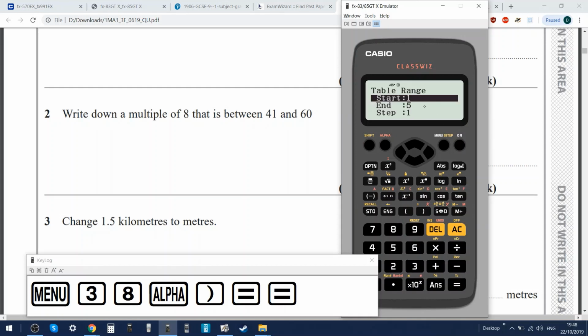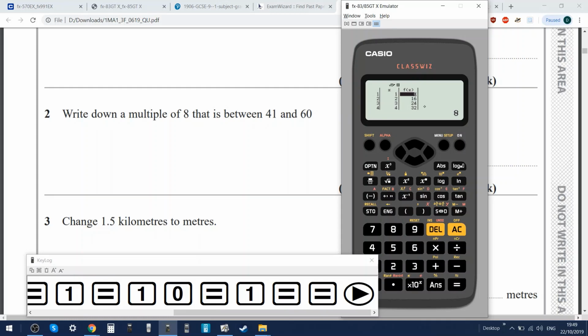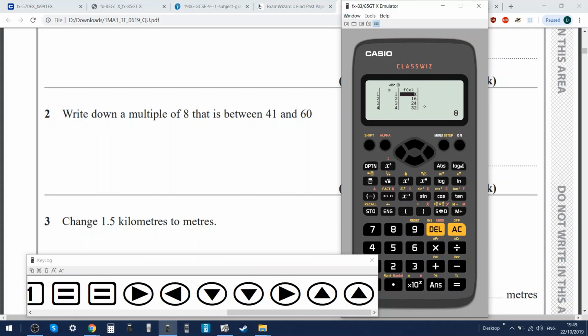We leave it blank. What do we do the times table for? Let's just say 1 to 10. Start at 1. Stop at 10. Go up in baby steps of 1. And equals. That is it. That is the 8 times table. 8 times 1, 8 times 2, 8 times 3. And that is all the numbers.